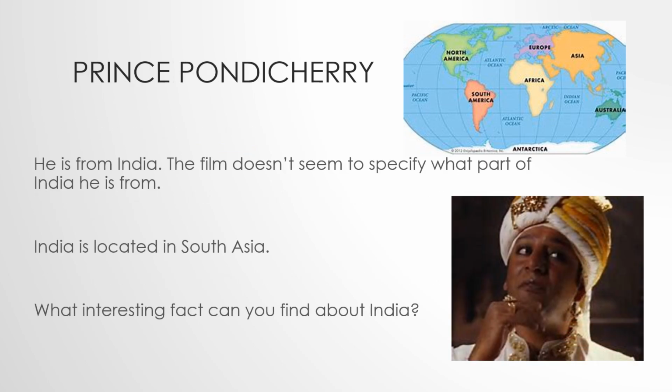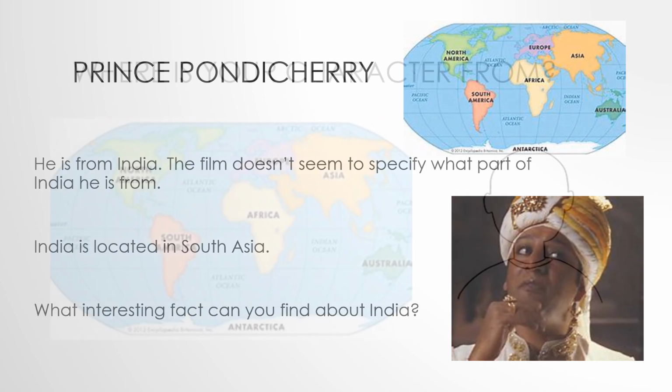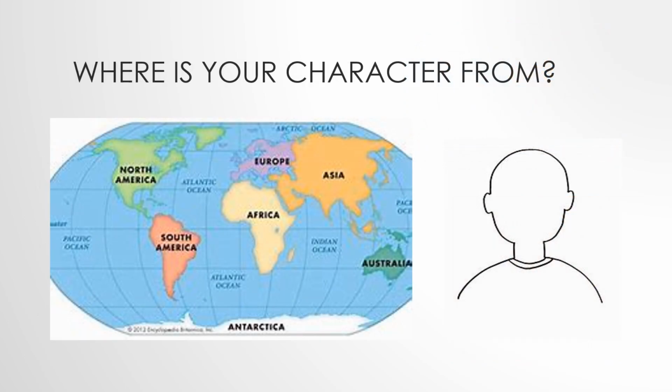I thought I'd throw in Prince Pondicherry. I feel like I know quite a lot about this guy now. He's from India, and the film doesn't actually specify what part of India he's from, but India is located in South Asia. So Asia's pretty easy to find, considering it's pretty big. You can see it up there on the map. What interesting fact can you tell me about India? What can we research about it?